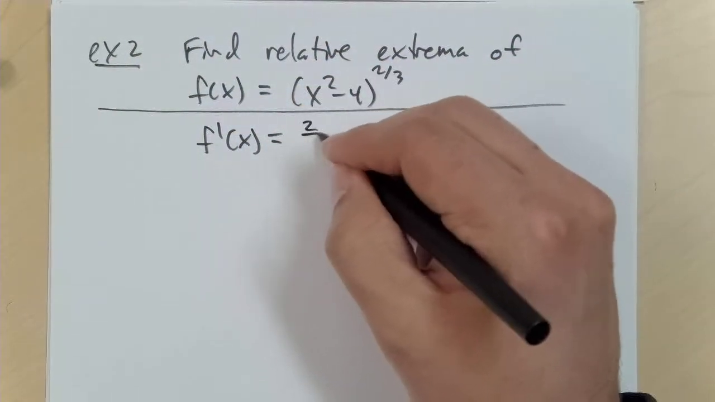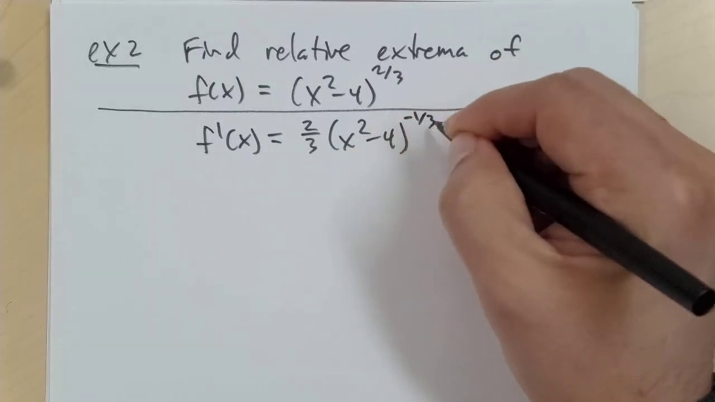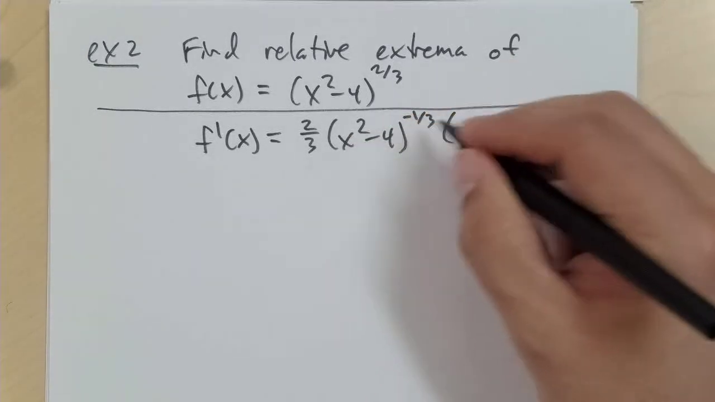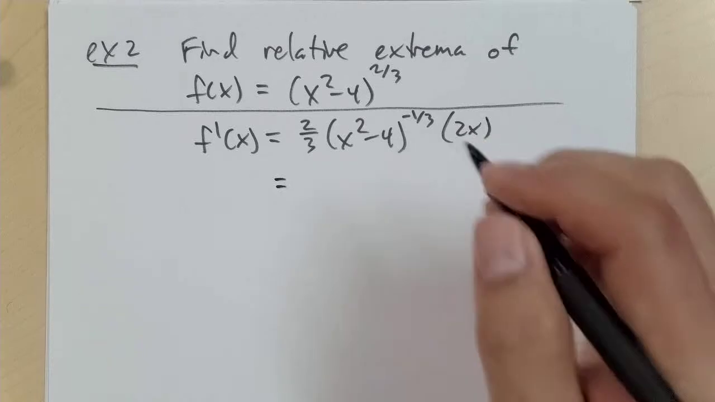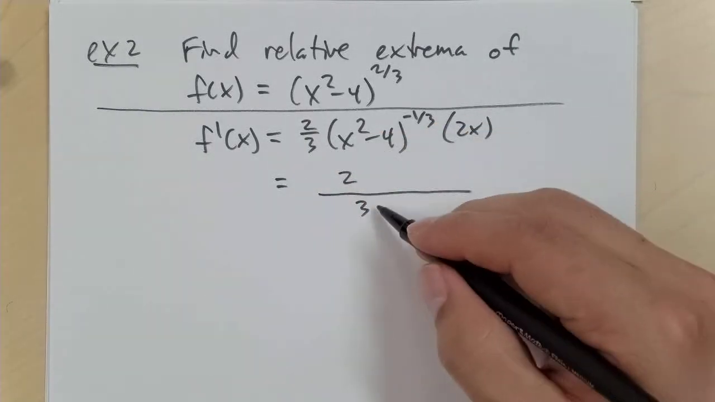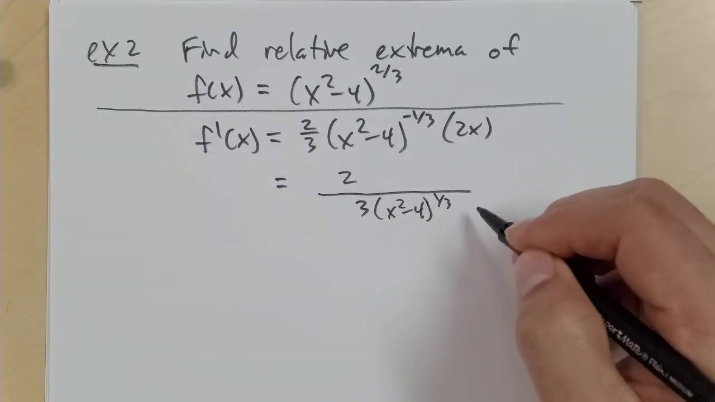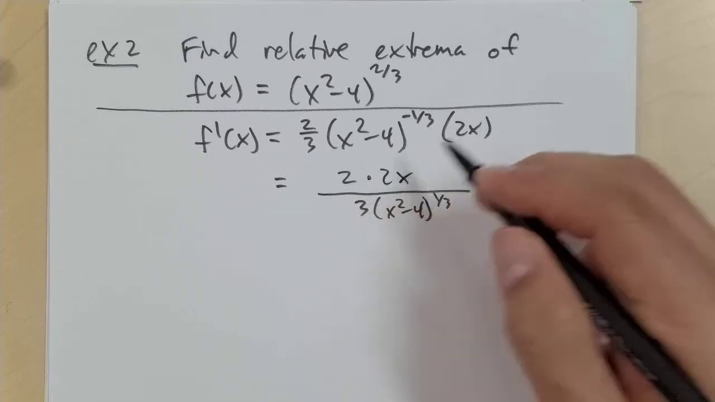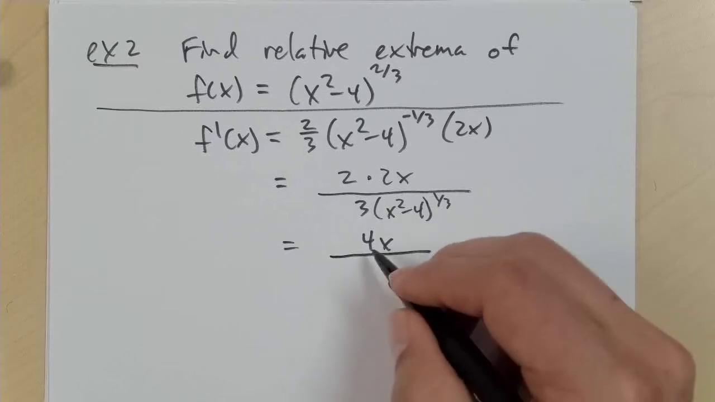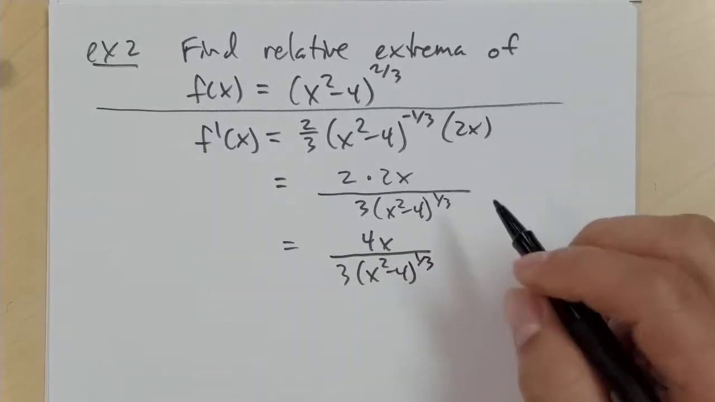I'm going to do the power rule. So that's 2/3 times x squared minus 4. Decrease this exponent by 1, so now we get to the negative 1/3. And chain rule gives me 2x there. I'm going to clean things up. I still have the 2/3, but now I'm going to move x squared minus 4 to the denominator, make that a positive 1/3 exponent now. 2x stays up here with the 2. So my final is going to be 4x over 3 times x squared minus 4 to the 1/3. So there's my derivative.